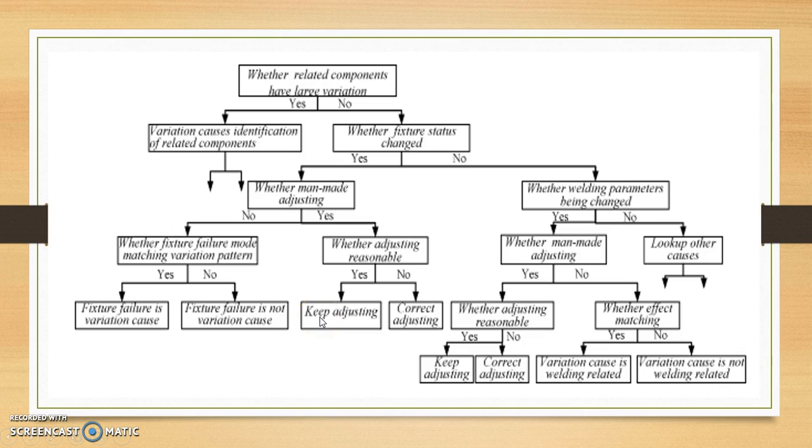So in this we can see whether related components have large variation. If yes, variation causes identification of related components. If no, whether fixture status changed. If the fixture status changed, yes, whether man-made adjusting or whether welding parameters were changed. In the same way we are going to take that.